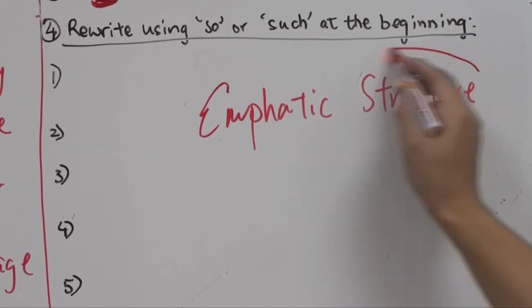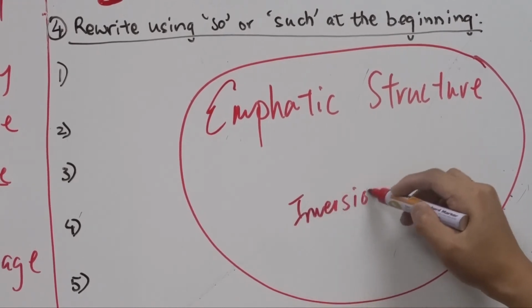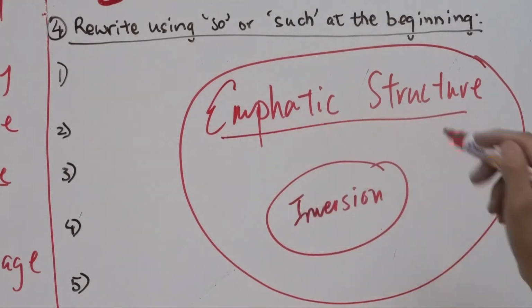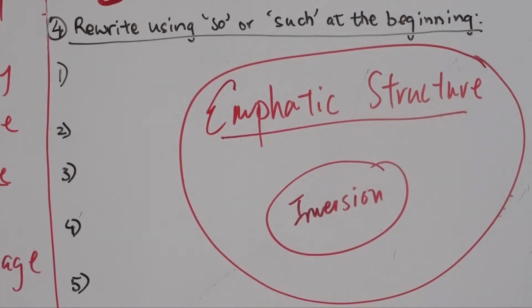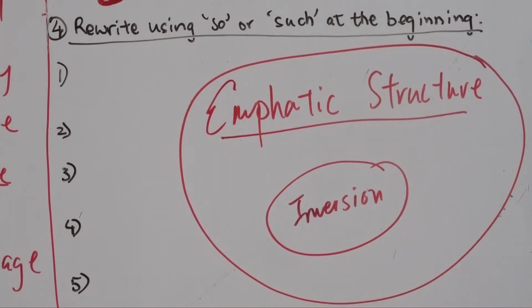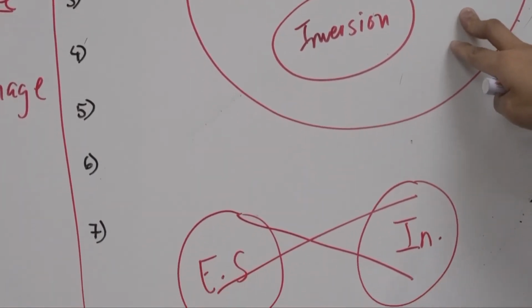Right? This is the umbrella term. And inside this we have inversion. And what we learned today is not the only way of emphasizing words. We can also use other ways, and we will talk about that more in the coming few lessons, after this one. But I just want you to wrap your head around this: these two are not mutually exclusive. It's not like this, emphatic structure and then inversion. This is wrong. They are quite the same, or one and the same, I should say.